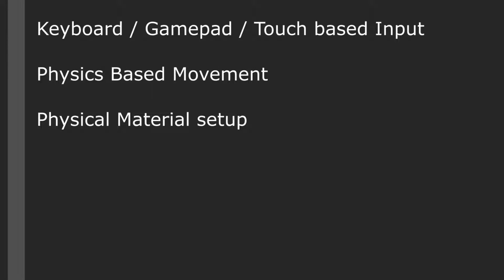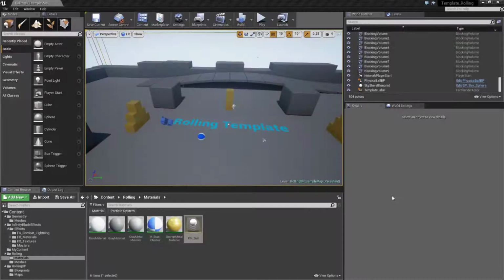The rolling template is provided to give us a rolling ball, something similar to maybe the old Marble Madness game, and allow the player to quickly simulate this effect. We have keyboard, gamepad, and touch-based input. We get a physics-based movement setup. We also get a physical material setup.